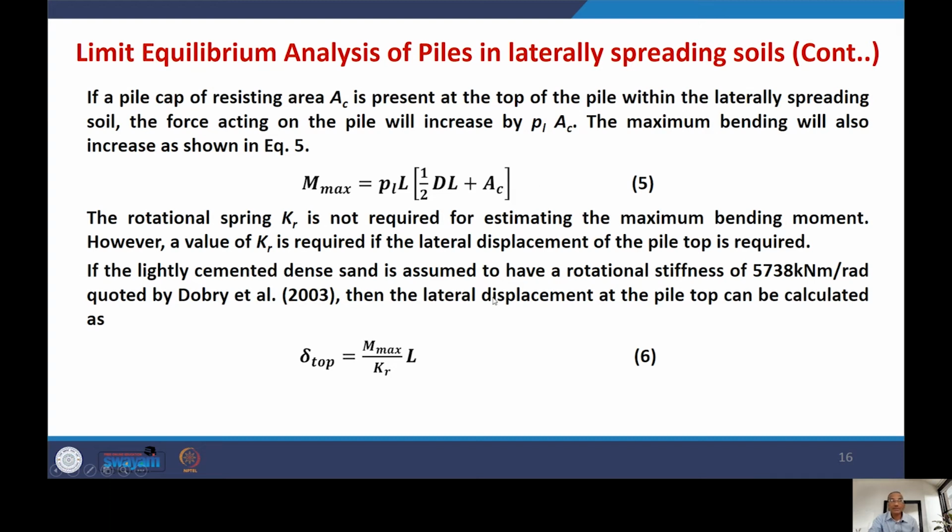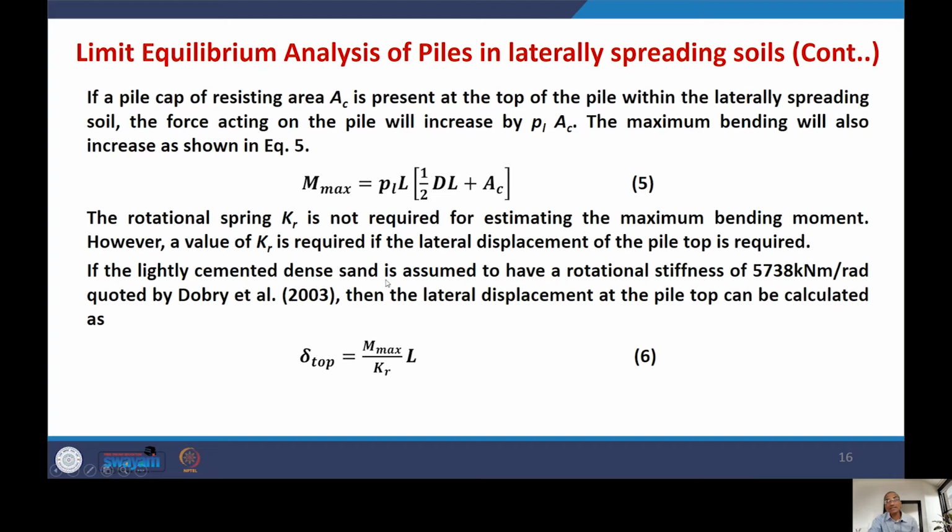So the maximum bending moment when you consider a pile cap on the top of it is given by relation 5. The rotational spring K_r is not required for estimating the maximum bending moment. However, a value of K_r is required if the lateral displacement of the pile top is required. So for calculation of displacement, K_r is required, but for calculation of maximum bending moment, the rotational spring value K_r is not required.